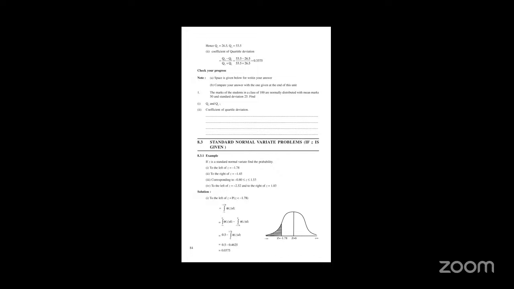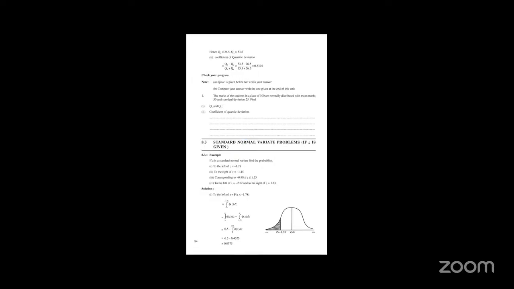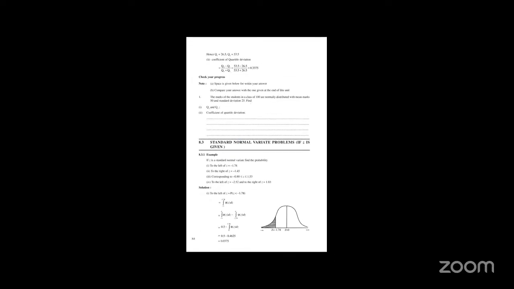Next, coming to the standard normal variate problems. If Z is given, if we know the Z value, then how do we find the probability? We'll see. So what is the topic? A standard normal variate problem. If the Z value is given, how do we find it?